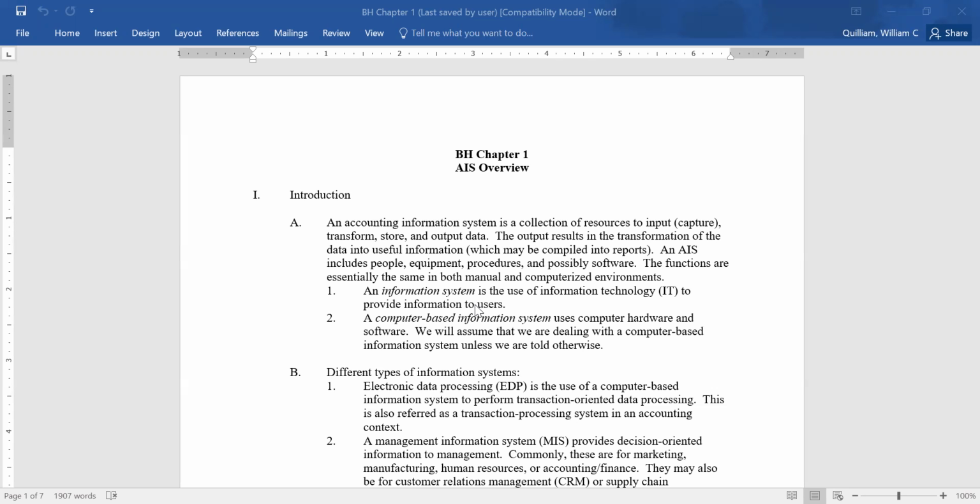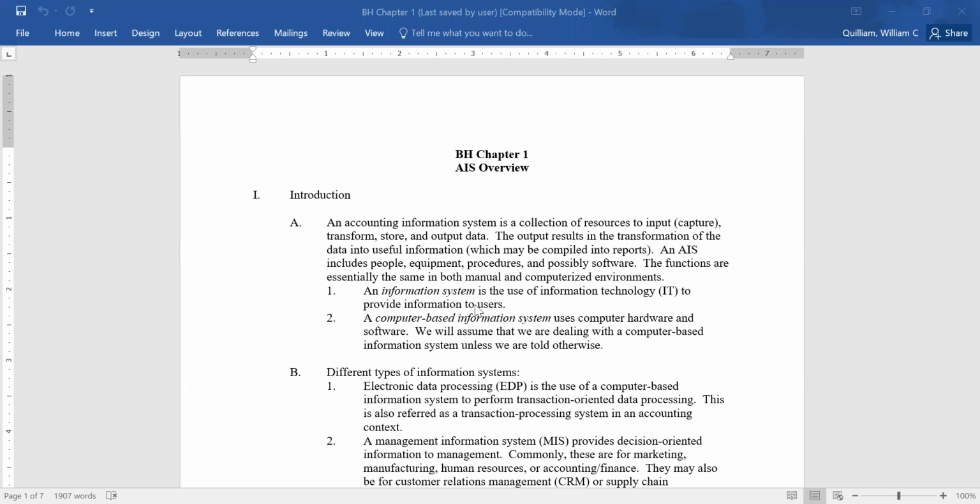So a little introduction. First of all, what is an accounting information system? Well, it's a collection of resources to input or capture, also transform, store, and then output data. And the output results in the transformation of data into useful information. So data by itself is not very useful, but run through an accounting information system, it will be. And this may be compiled into reports.